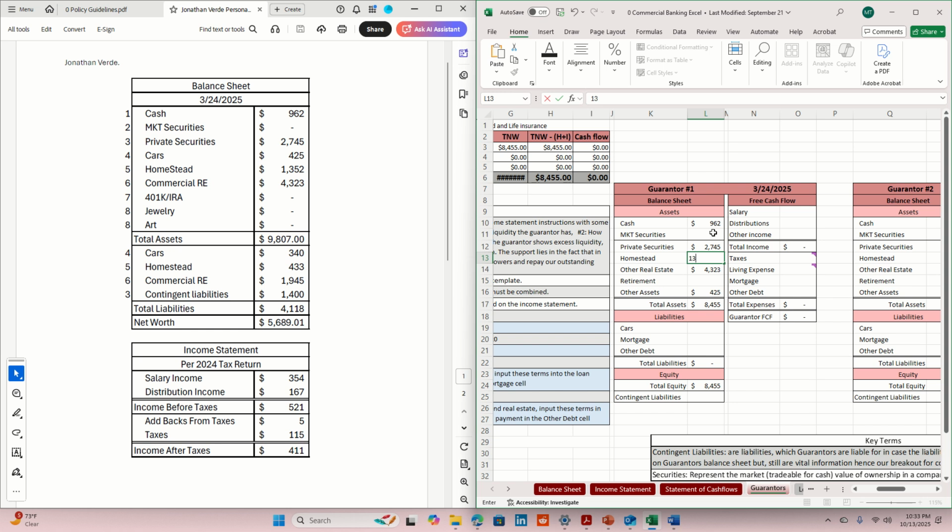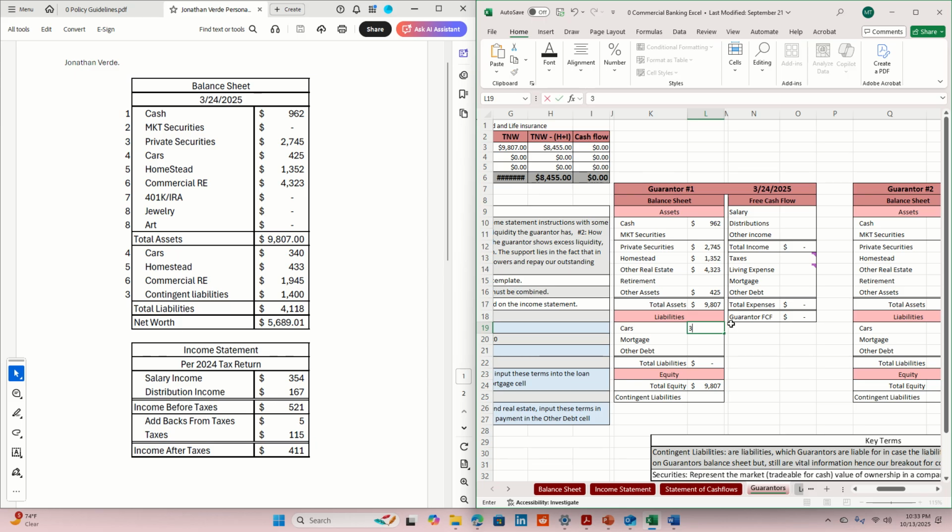And homestead, that's your primary residence. So maybe it'll say primary home. That's gonna go into homestead. If it doesn't fall into any of these, put it into other assets. So if you have 401k IRA, that's going to be retirement. If you have jewelry and art, that's going to go in other assets. If you have cars, that's going to go into other assets as well.